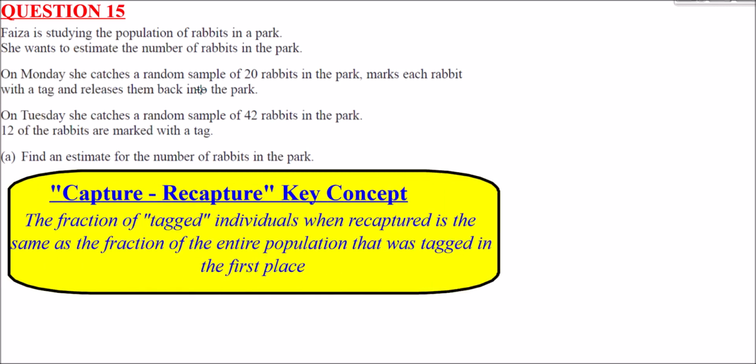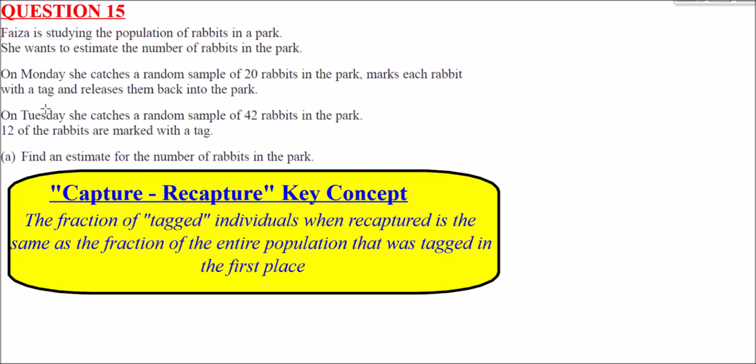So the general idea, the key concept, is the best estimate of a fraction of tagged individuals when recaptured is going to be pretty much the same as a fraction of the entire population that was tagged in the first place. So let's think about how many which were recaptured were tagged.